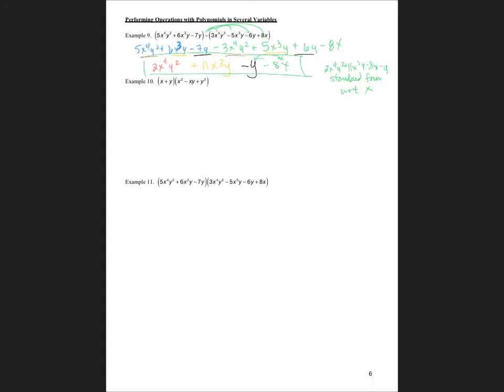Okay, now let's do the next one. Let's go ahead and multiply this binomial times this trinomial. So distribute the x: x cubed minus x squared y plus xy squared. And then let's distribute the y: plus x squared y minus xy squared plus y cubed. And then let's combine like terms. So I have x cubed, and these cancel each other out. Lovely. These cancel each other out. And I'm left with y cubed.